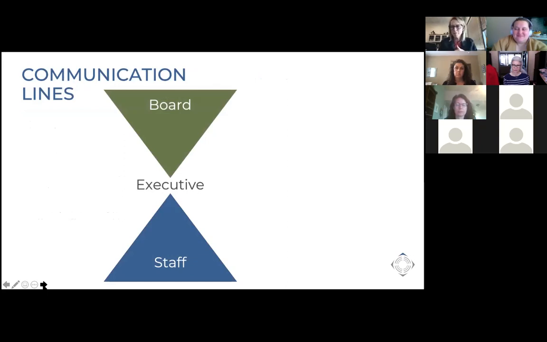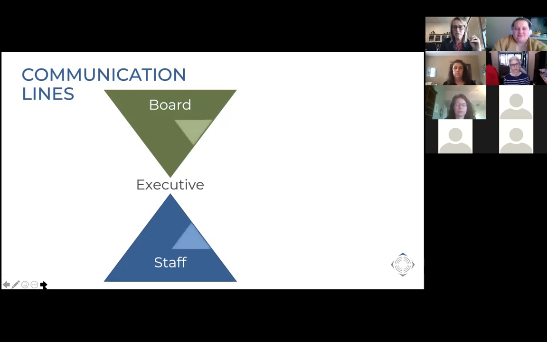So let's talk about the communication then. If that's not their job, how do we clarify communication lines? Hopefully this is what your board and staff communication looks like, with your executive director or CEO as the go-between, right? He or she is the funnel of information to staff and the funnel to the board from staff. And you don't have the board going around that person to manage staff or anything like that.